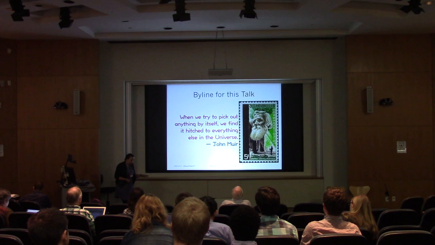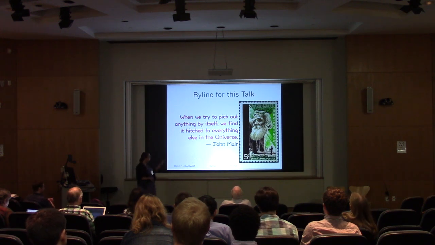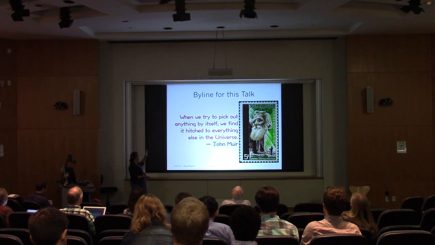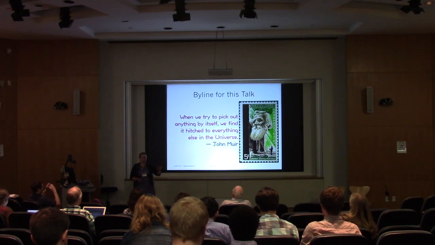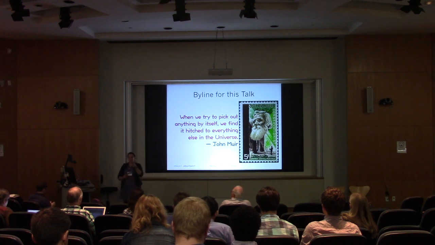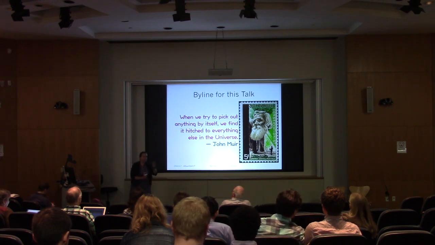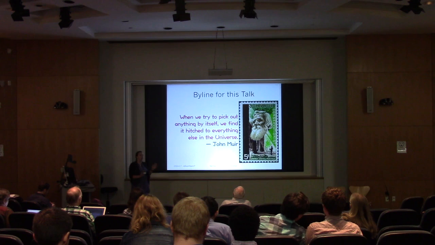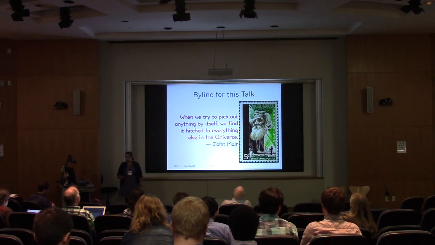And the byline I like to give when we're starting this talk is from this quote by John Muir, which says, "When we try to pick out anything by itself, we find it hitched to everything else in the universe." And so in a talk about measuring the Hubble constant, we're going to talk about stars, galaxies, cosmology, subsets of galaxies, and chemistry. Everything that you can possibly think about goes into this measurement, except for black holes.